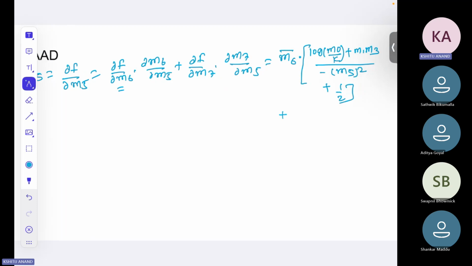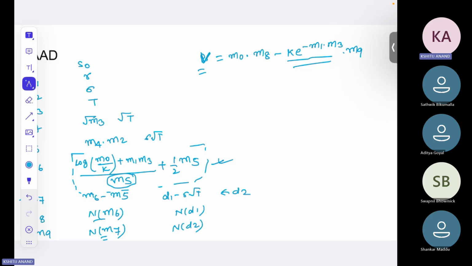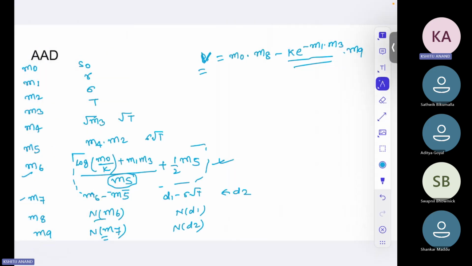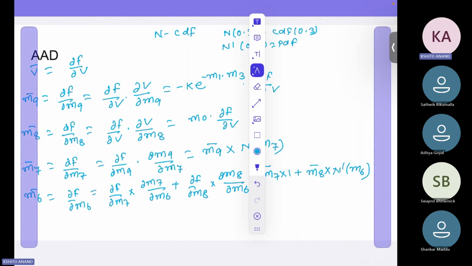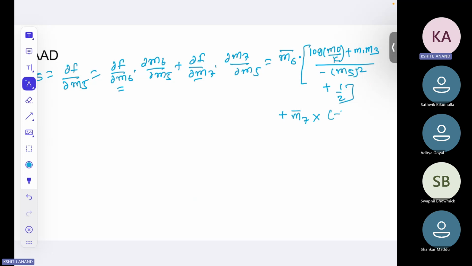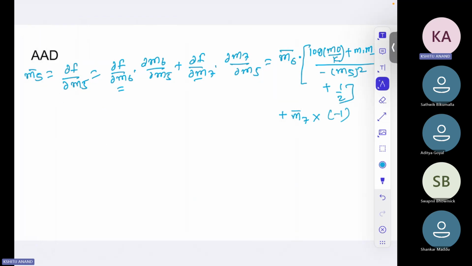Now, the second part. What is the second part? dF by dM7 is again M7 bar, which we already have got. What is dM7 by dM5? It is M7 divided by M5. Can anyone confirm? Minus 1, right? Differentiation of M7 with respect to M5: minus 1. So we have got M5 bar as well, right? Now M4 bar.